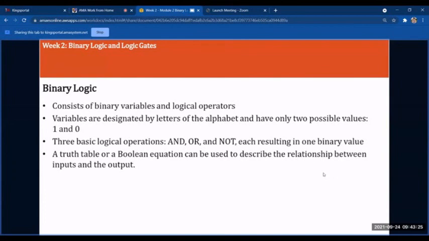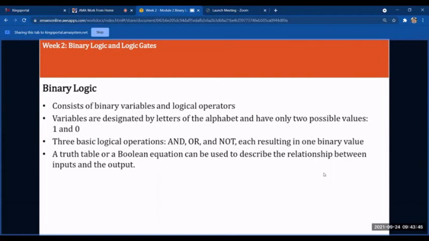So first, we need to define binary logic. Binary logic consists of binary variables and logical operators. Our variables are designated by letters of the alphabet and have two possible values. We only have 1 and 0.